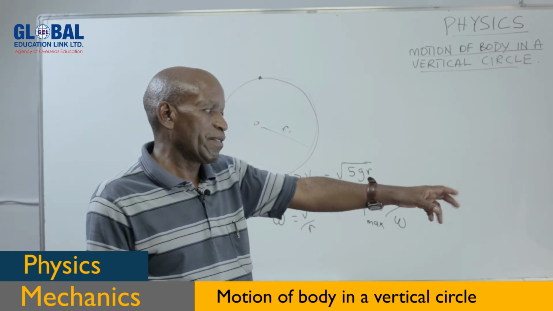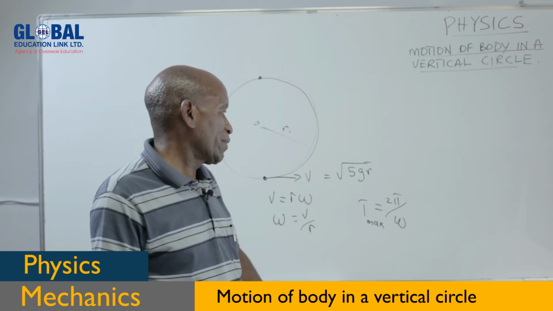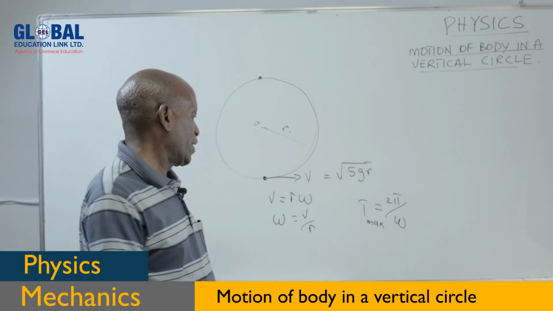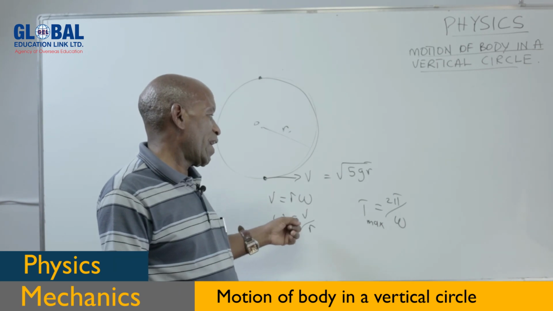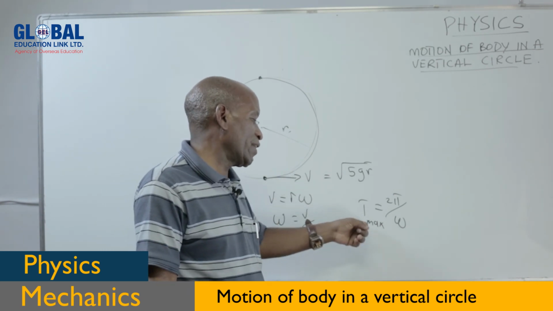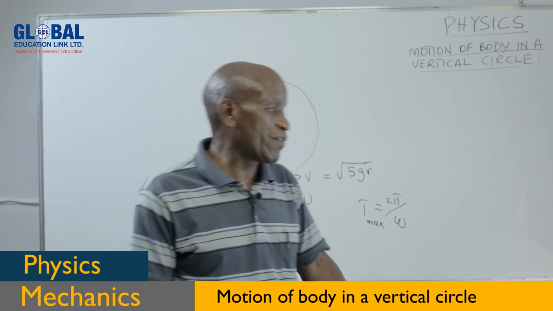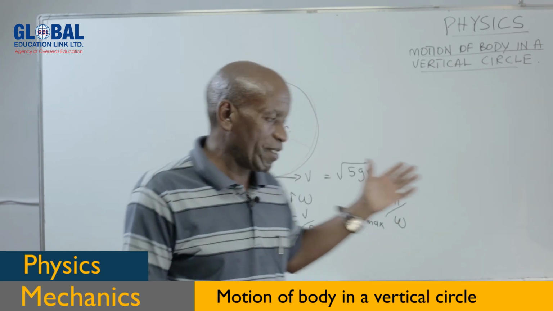So for part B, the period obtained in part A, that particular period T, will be the maximum period. So I leave you to take this question home, compute the angular velocity, and finally obtain this period T, which is a maximum period for the reason I have already mentioned.